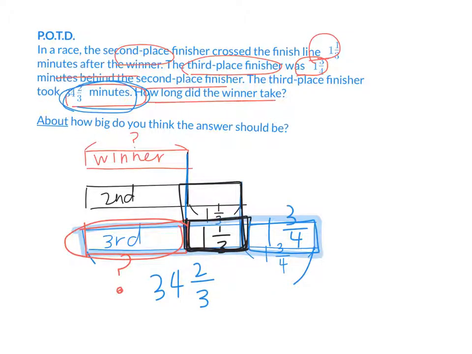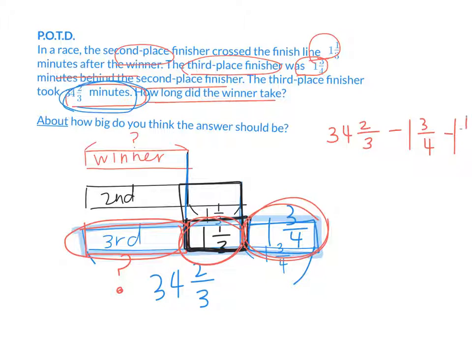Okay, if we know that the entire time is 34 2/3 minutes, what do we have to take away? We have to take away this time. How much is that time? 1 3/4. And then we have to take away this time, which is what? 1 1/3. Will we then be left with the amount of time that the winner took? Yeah. Very good. We can't really subtract yet because we don't have common denominators.